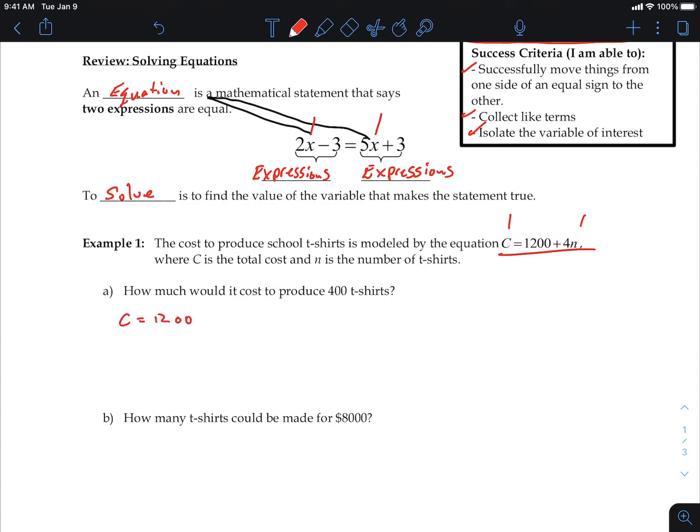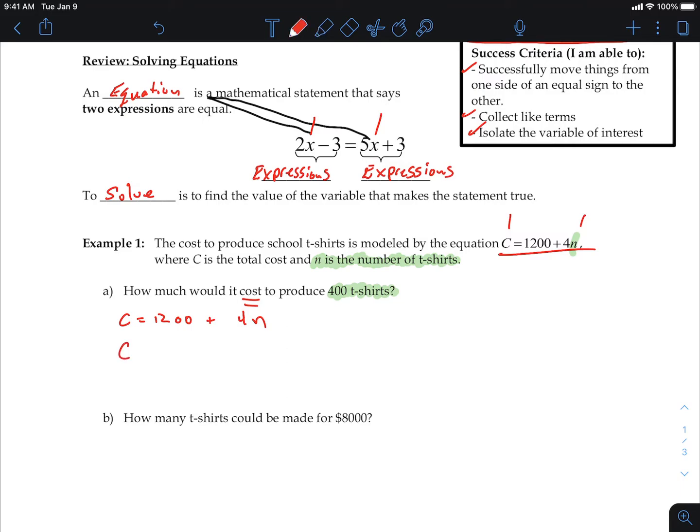Nothing too fancy. So it's 1200 plus 4n, okay? Now, what are we interested in? We're interested in how much it would cost. Well, C represents the cost, right? And then over here, we have a number of shirts. N is the number of shirts. So we go find it in our equation. Okay? So all we have to do is figure out what the cost is.